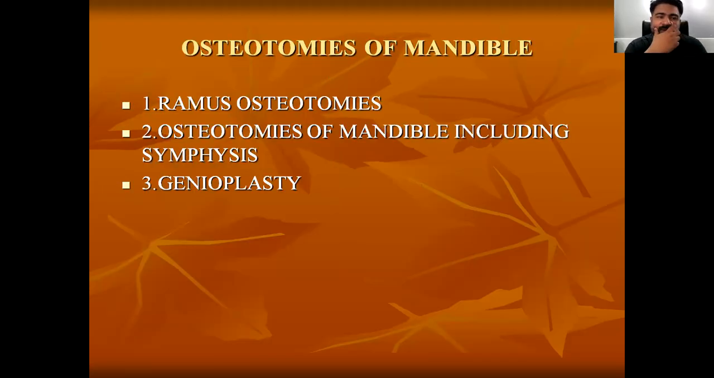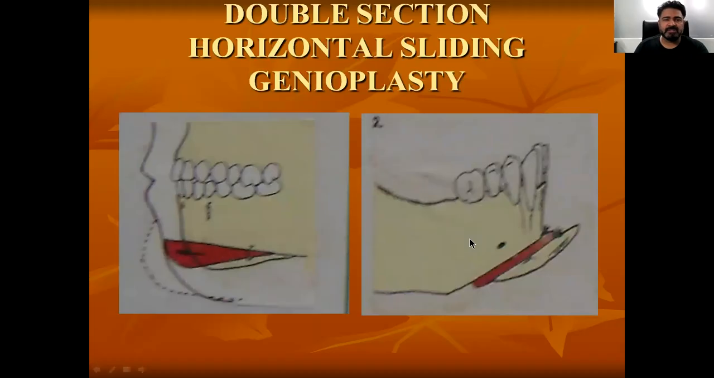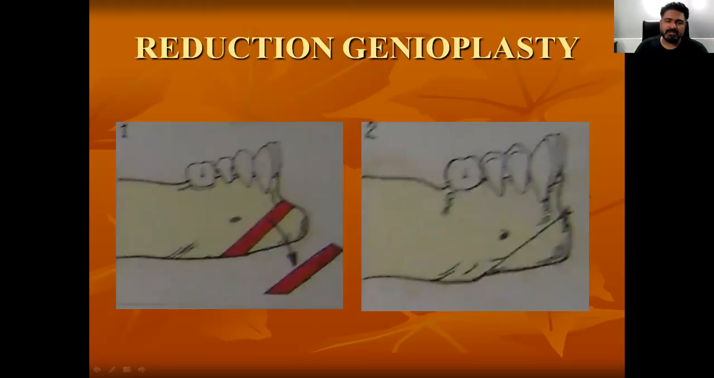In osteotomies of mandible, ramus osteotomies of mandible, including the symphysis. Then if you are not involving the dental components, then only genioplasty can be done. The osteotomy with the posterior positioning of the mandible, like sagittal split osteotomy, double sectioning of horizontal sliding genioplasty. This is a sliding genioplasty. Okay, reduction genioplasty.